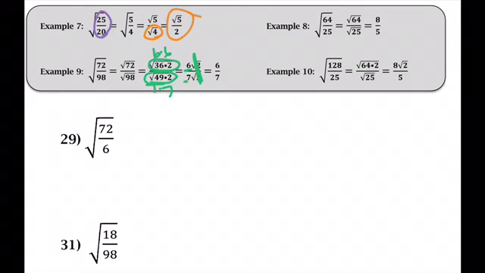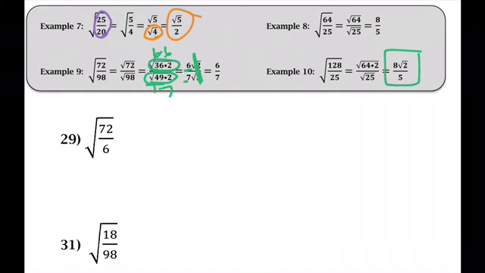And then example 10, square root of 128 over 25. Again, if you separate them, you recognize that 25 is a square number, and that's really helpful. So the square root of 128 is 64 times 2, so I simplify that down to 8 square root 2. And then the square root of 25 is just 5. And so I just leave this. This is my answer. There's no square numbers under the radical.